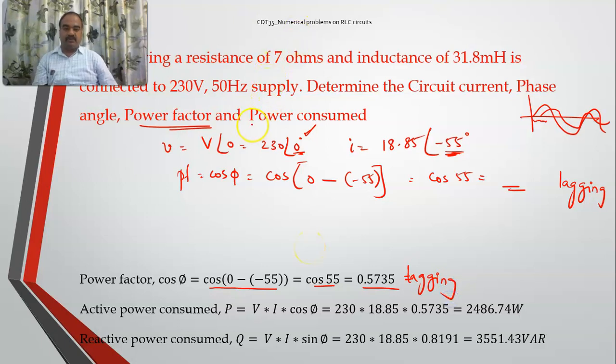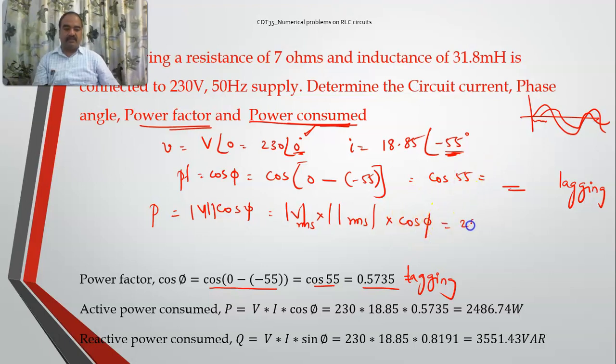Now what is the power consumed? As I already told you, if I want active power P, I should go with VI cos phi. Both are magnitudes only, okay. V RMS value into I RMS into cos phi. What is V RMS? It was 230. I RMS is 18.85 into cos 55, the angle between these two. Cos phi is the power factor, okay. What is the value? I am getting 2486.74.